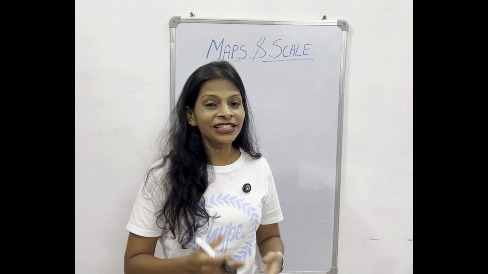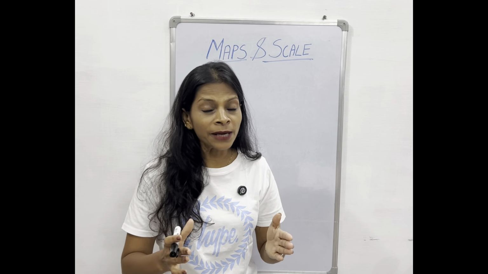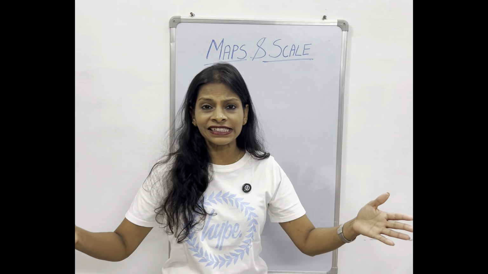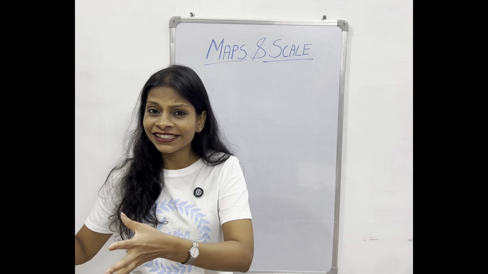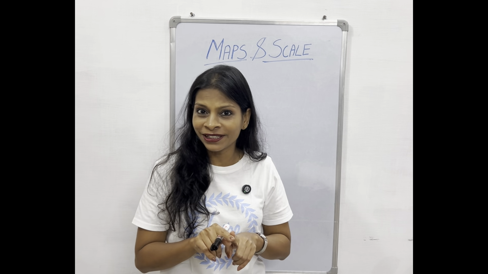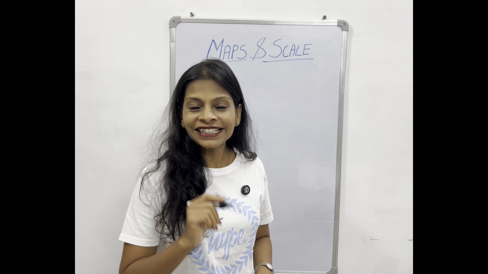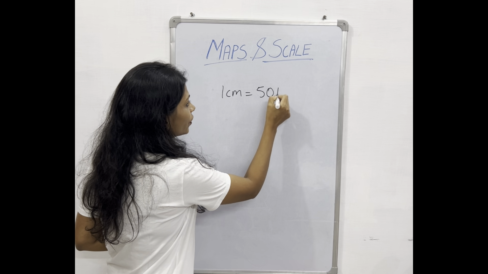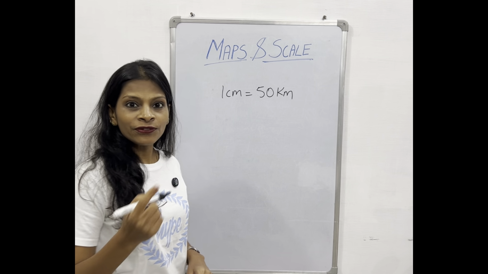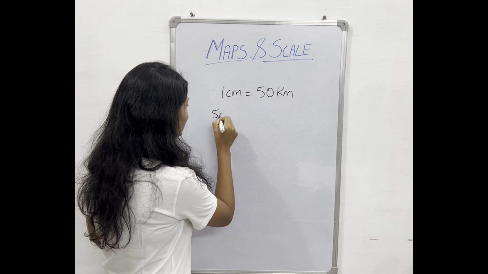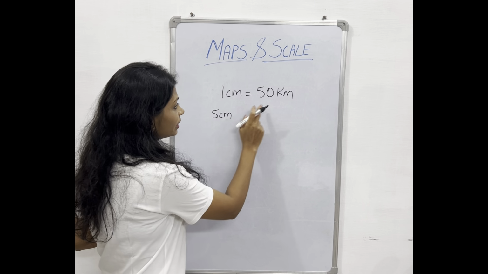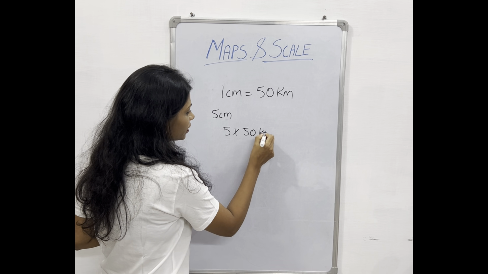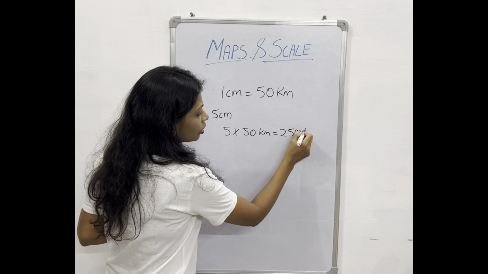We discussed scale drawings in our previous video, and these maps use these scales and drawings to represent large distances, such as distances between countries and cities, on a small piece of paper or drawing. For example, let's say 1 centimeter on a map represents 50 kilometers. Then, if I am representing a distance of 5 centimeters on a map, the total distance represented will be 5 times 50 kilometers, which will be 250 kilometers.